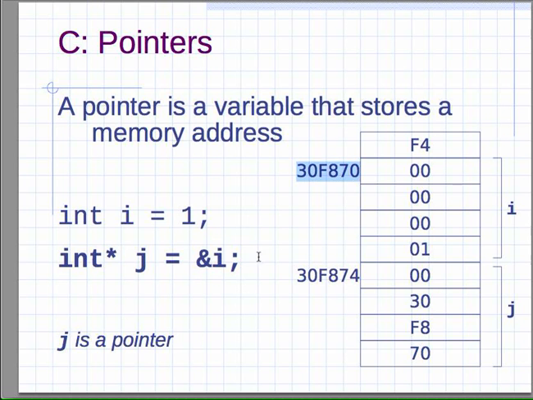So this is all assuming that addresses are 32 bits. Things change a little bit if you have 64-bit addresses, and so if you have 64-bit addresses, of course, rather than 4 bytes, you'll have 8 bytes.